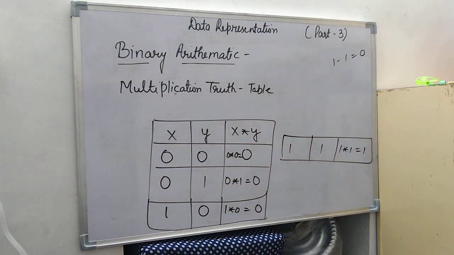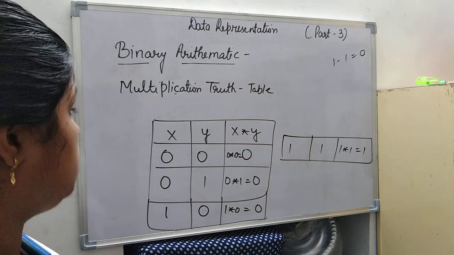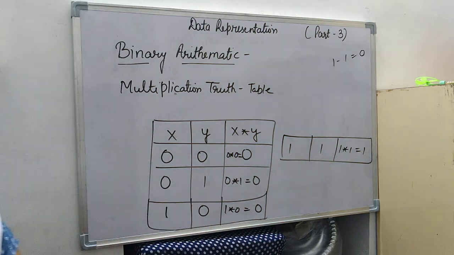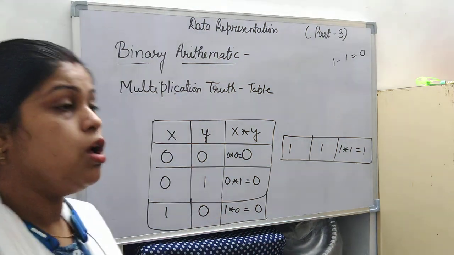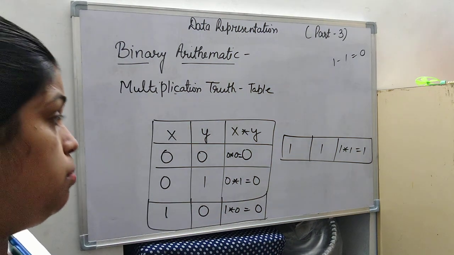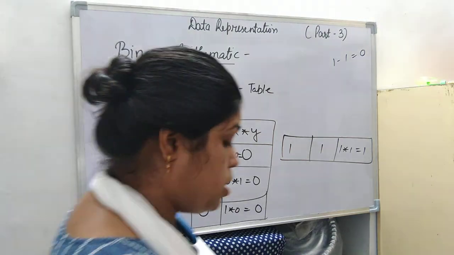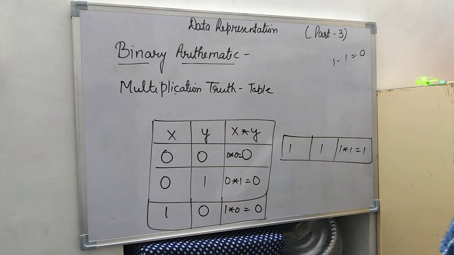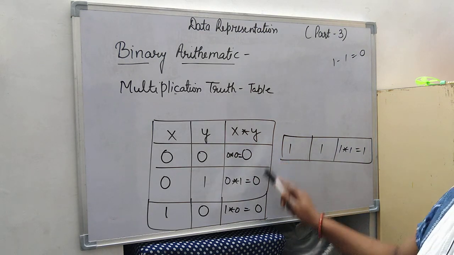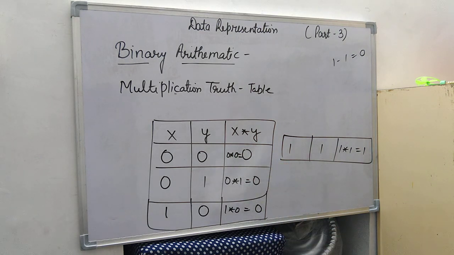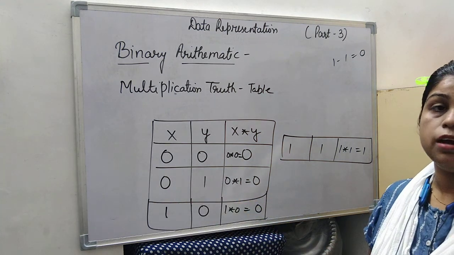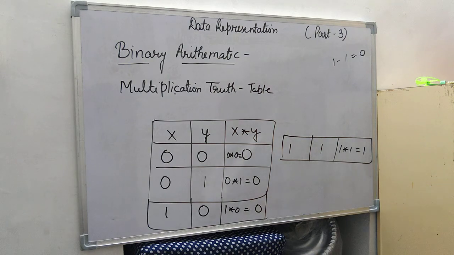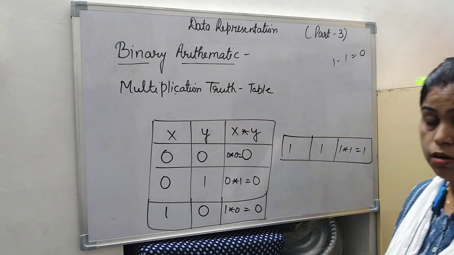So that means in the multiplication table, whenever any variable is 0, it gives you 0, and as in normal multiplication, whenever we multiply any number with 0, it gives you 0. In the same way here also we will get 0 whenever we multiply a number with 0, and whenever it is multiplied with 1, we will get the same number.